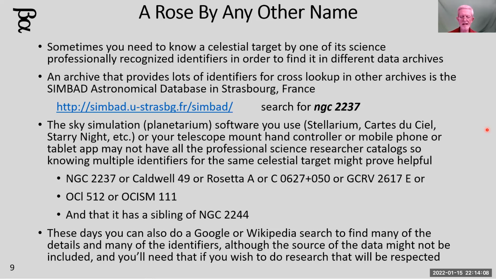Simbad in Strasbourg is another favorite website I have for looking up stuff. Its purpose is really to link you off to some of the data, but where it really shines is if your astronomy software doesn't know the name of what you're looking for. If you say, I'm looking for Caldwell 49, and your planetarium software says, I have no idea what you're talking about, give me a catalog identifier that I know because it's built into the software. You go to Simbad, look it up as Caldwell 49, it'll find it, and then you look at the table at the bottom of the page, and it'll say, oh yeah, that's also known as NGC 2237. Now you can go back to NED or to your planetarium software and target NGC 2237, and now it can find it.